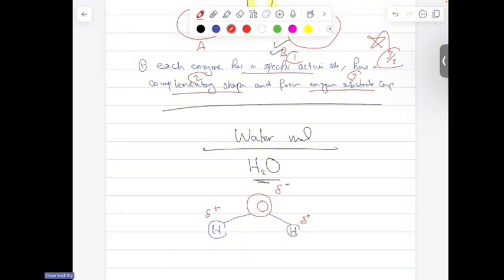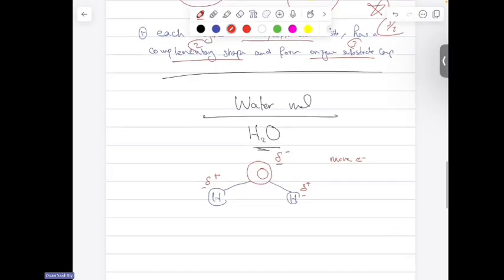Because the electrons around the oxygen are more than the electrons around the hydrogen. I will repeat again. Because of the unequal sharing of the electrons, the electrons are not distributed evenly. The oxygen has more electrons than the hydrogen. Because of that, the oxygen has a slightly negative electrical charge, while each of the hydrogens has a slightly positive electrical charge. Okay, then what will happen?